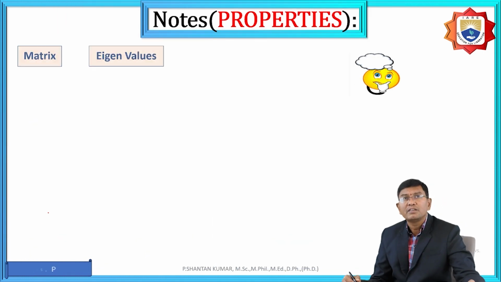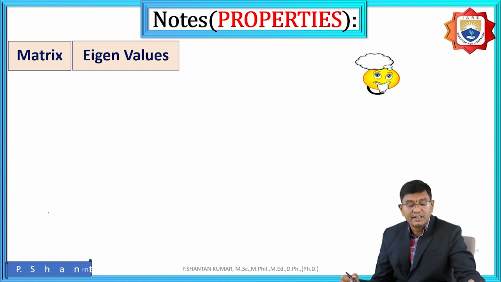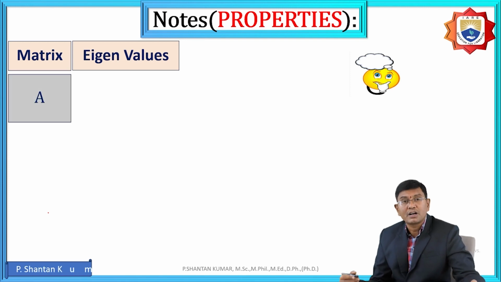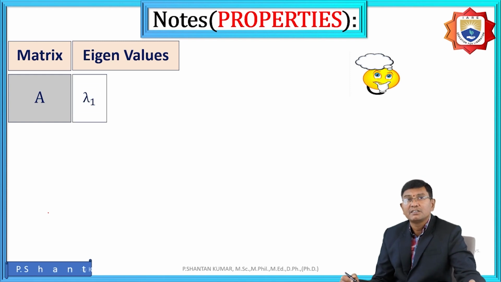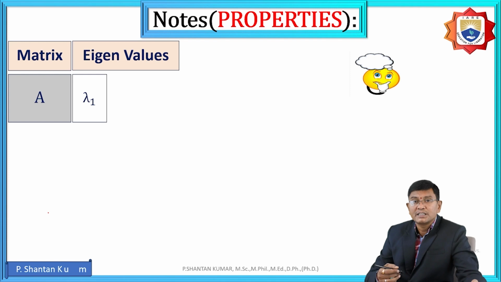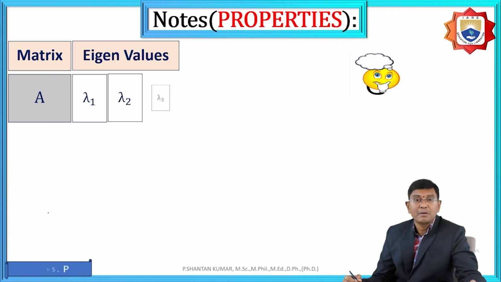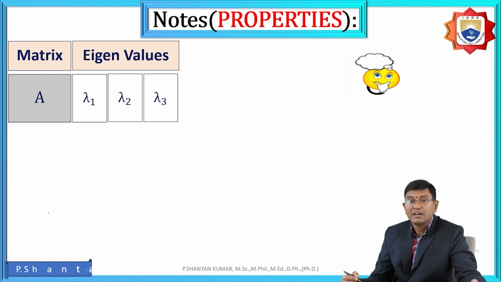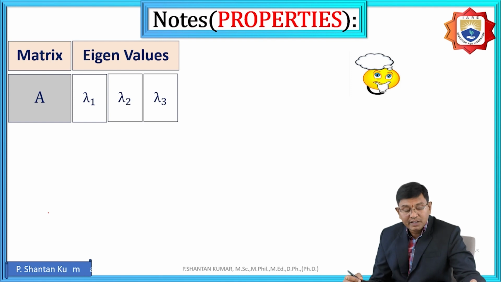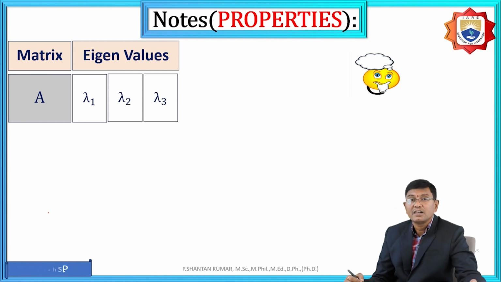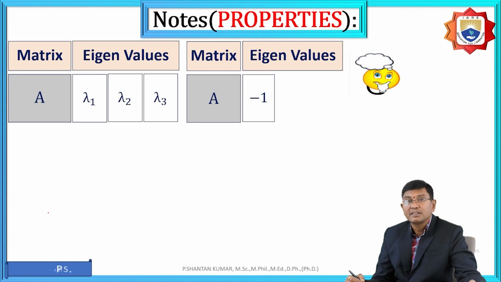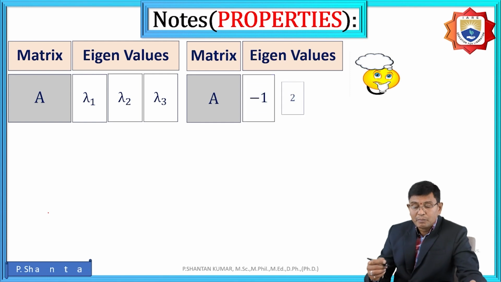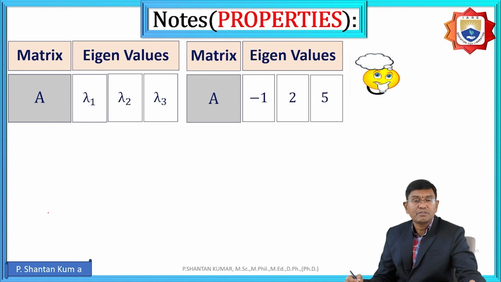And for example, other properties of a matrix and its eigenvalues, and the corresponding properties based upon them. For example, assume that A is a matrix whose eigenvalues are lambda 1, lambda 2, lambda 3. That means we need to remember that the given matrix is 3 by 3, and the eigenvalues are 3, lambda 1, lambda 2, lambda 3. And here, for example, A is a matrix whose particular eigenvalues are minus 1, 2 and also 5.